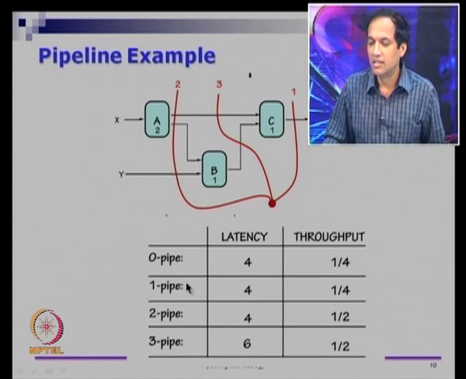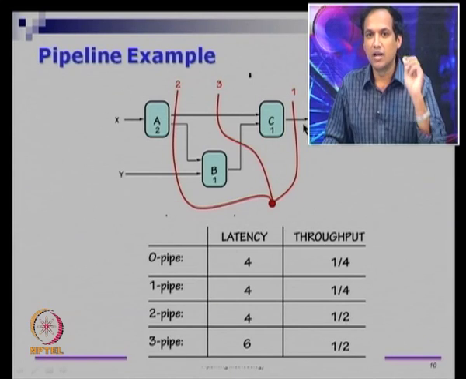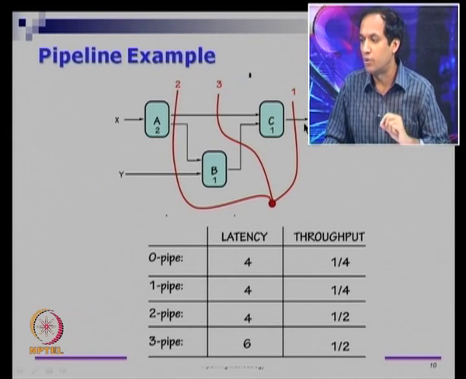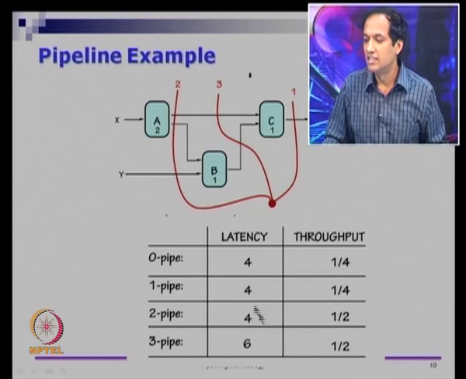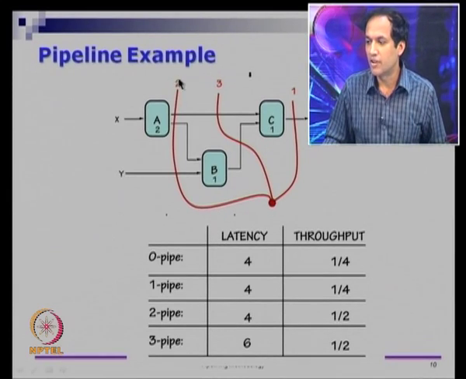If I put just one pipeline register at stage 1, then the latency is still 4 because I have not changed the overall combinational delay. A one stage pipeline must have a single register only at the output. So, if I put it only here, then the latency is 4, the throughput does not improve, and the latency does not increase.